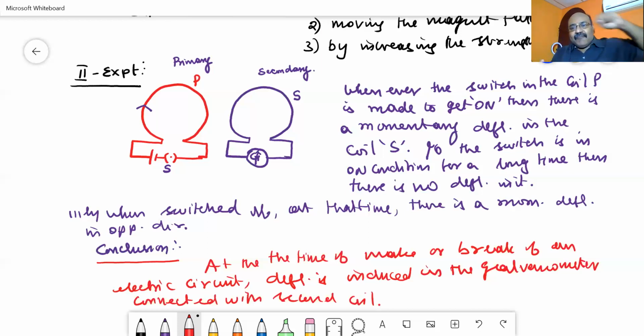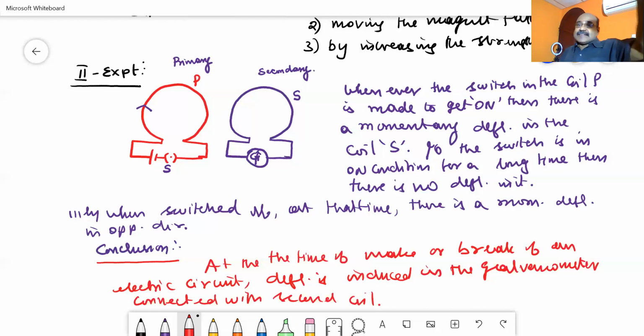Similarly, at the time of break, when you are taking the key out, that is, the current that is flowing through the coil of wire gets stopped, then also there is a momentary deflection, but in the opposite direction to that of the previous case. The deflection is considered to be momentary.